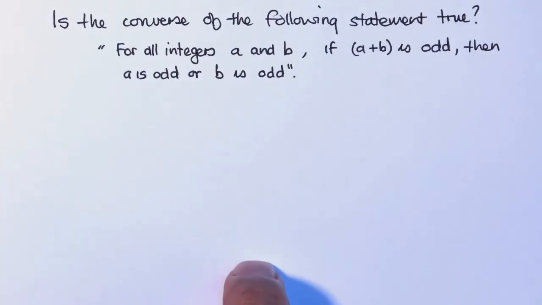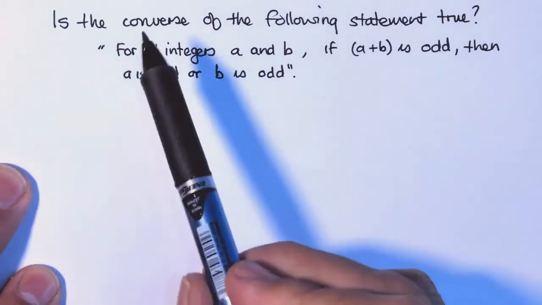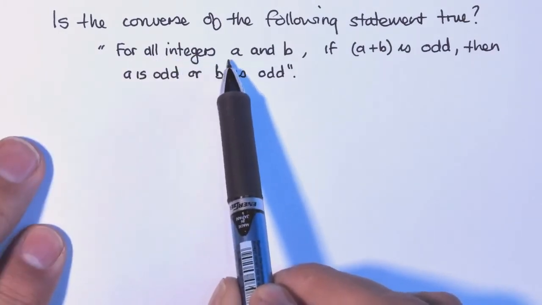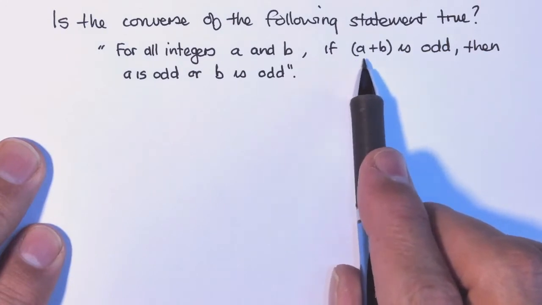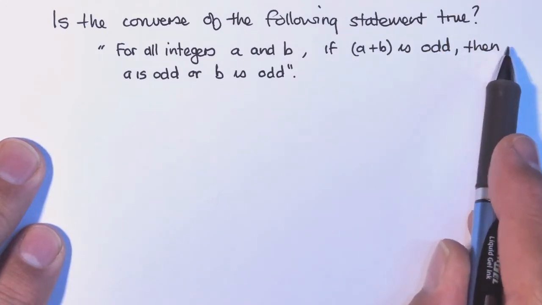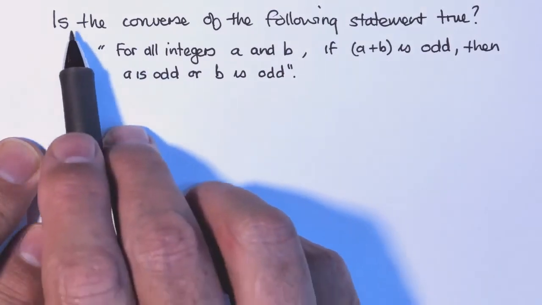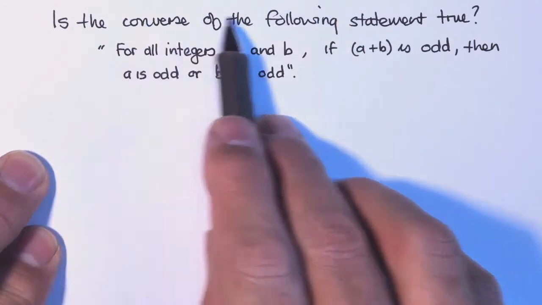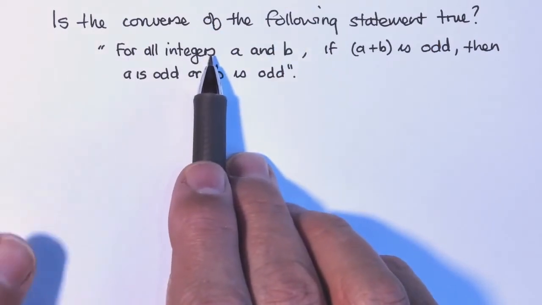We're looking at an example that asks us, is the converse of the following statement true? That for all integers a and b, notice this is universal, if a plus b is odd, then a is odd or b is odd. We want to prove this statement. We don't want to prove this statement, we want to prove if the converse of the statement is true.